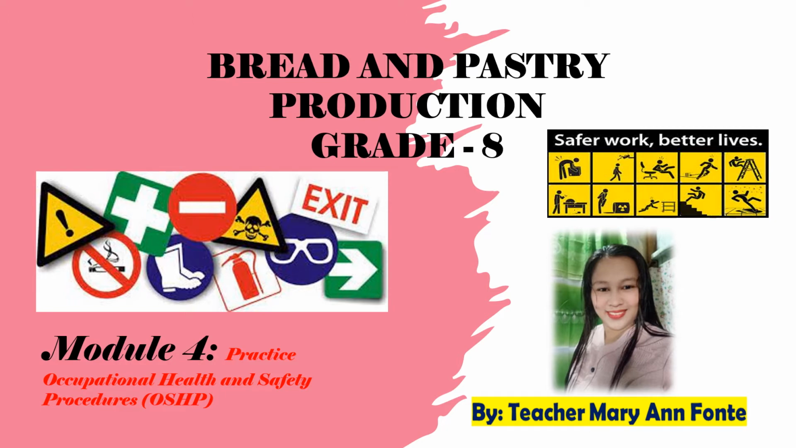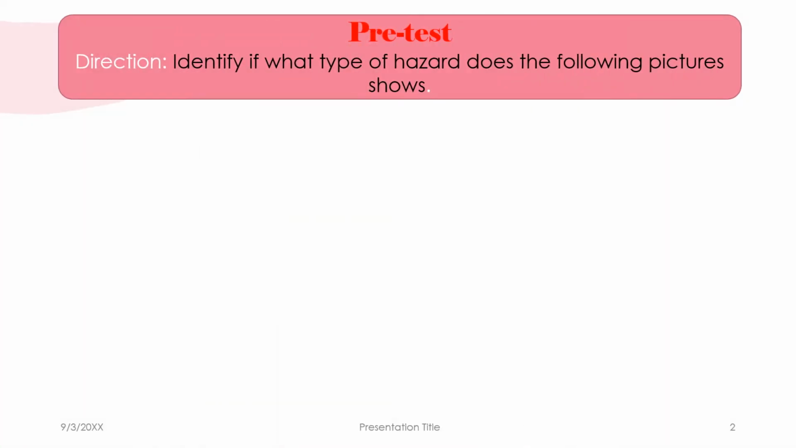So we are now in Module 4, Practice Occupational Health and Safety Procedure. Before we proceed to our new lesson this morning, let's have a pretest first. Let us identify what we already know. Direction: identify what type of hazard the following pictures show.